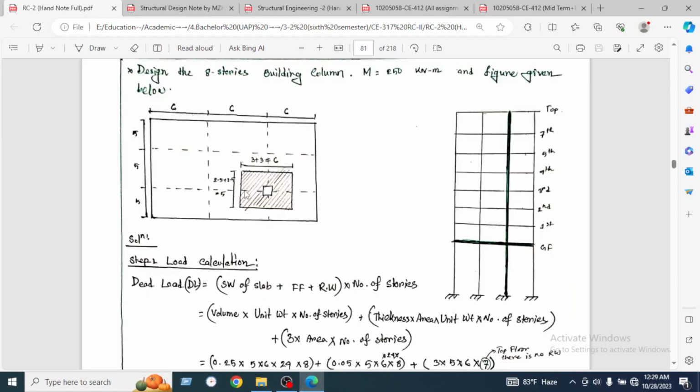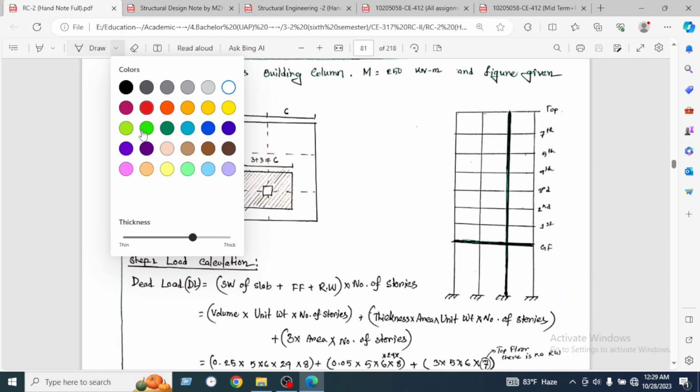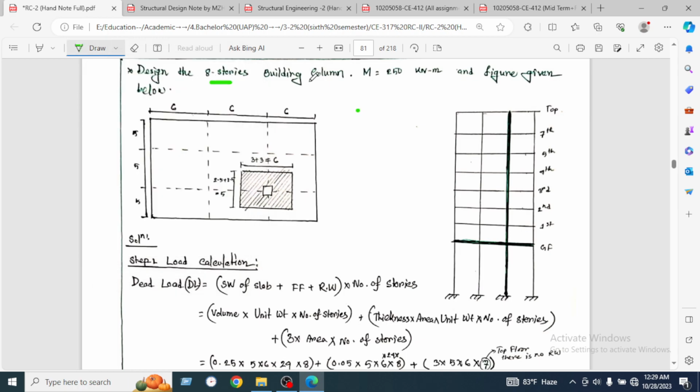Hello everyone. Today we will see the column design, which is subjected to moment and to 50 moment. So let's see the question at first. At first we can see here the design of the 8 stories building column, moment 250 kilonewton per meter, and the given figure.